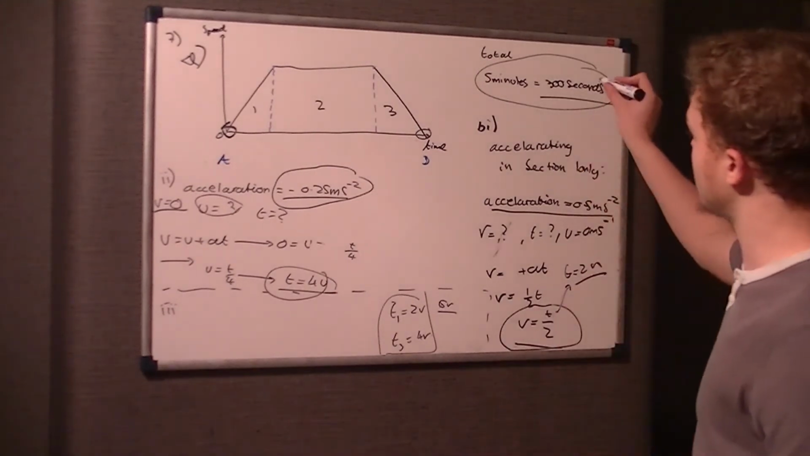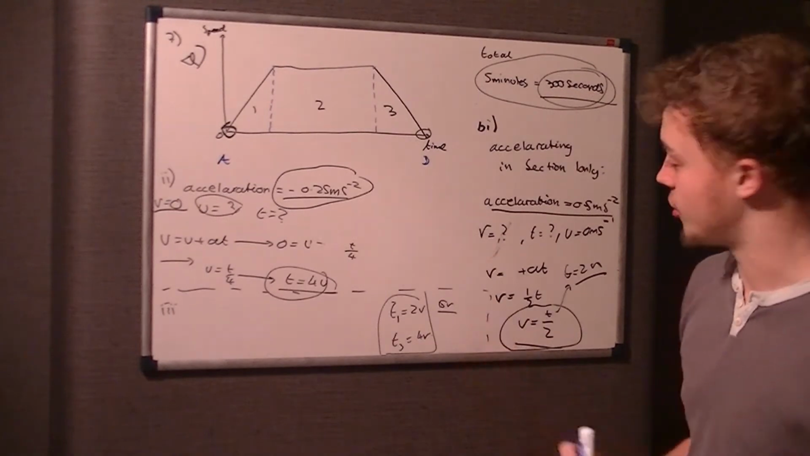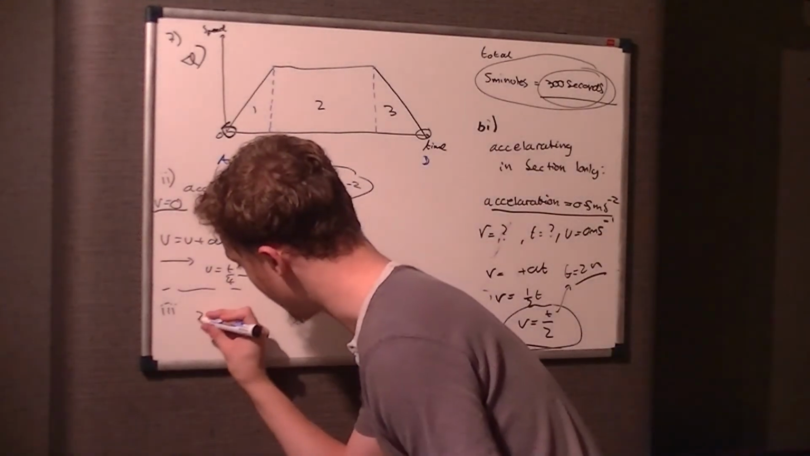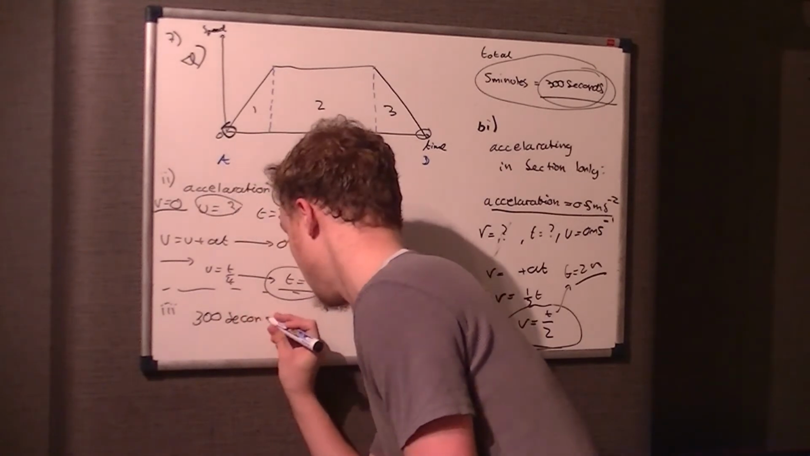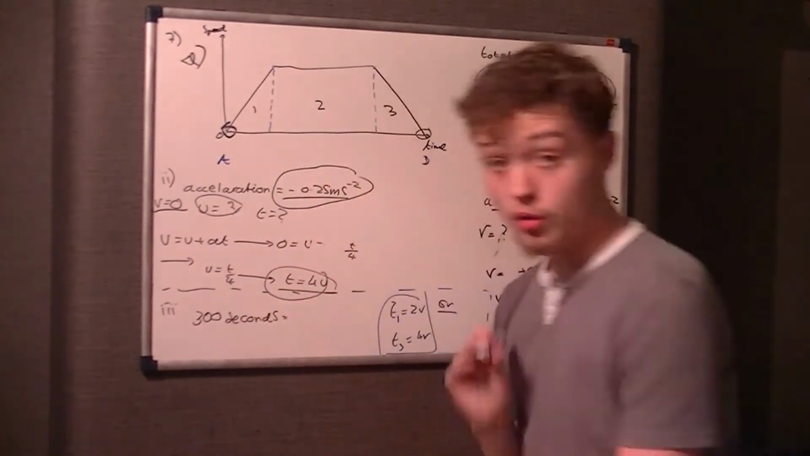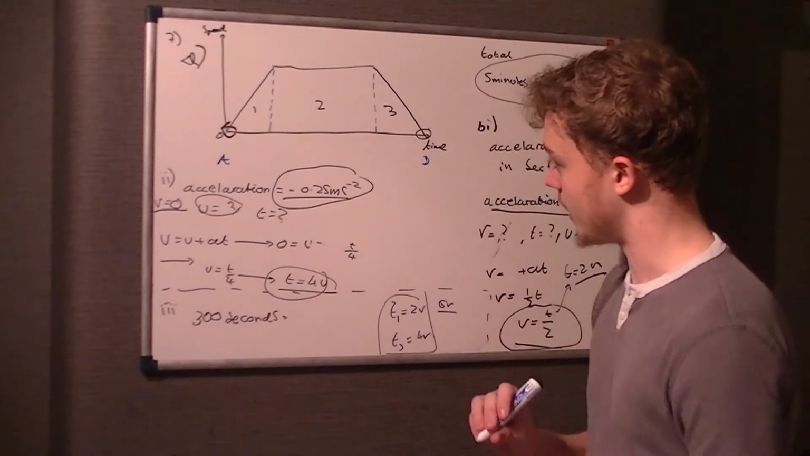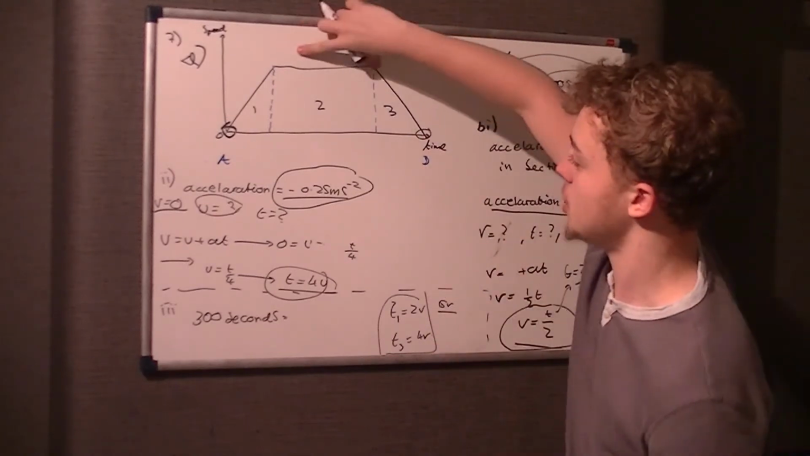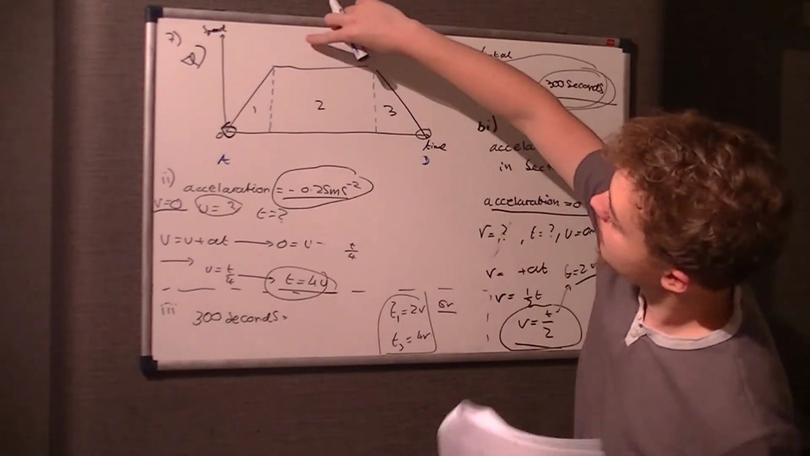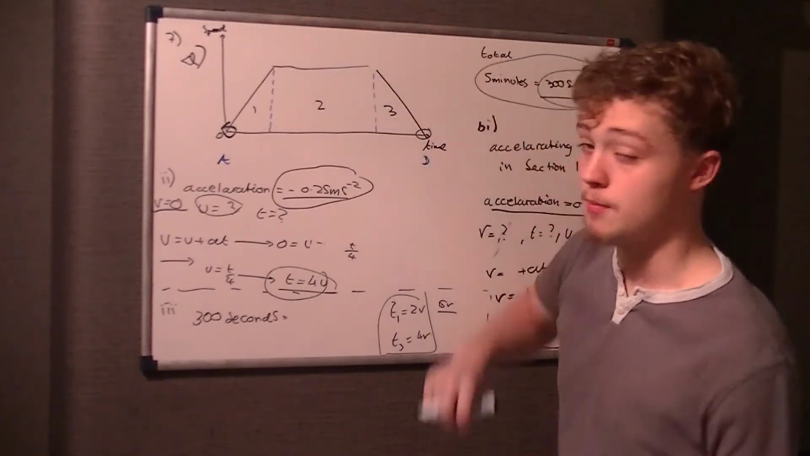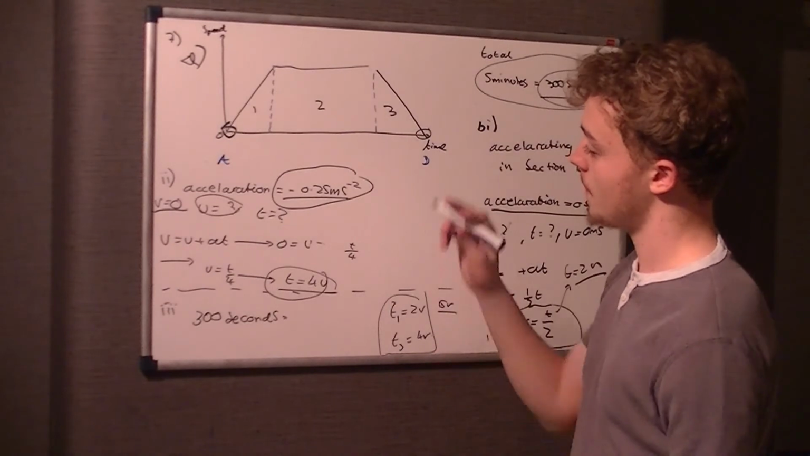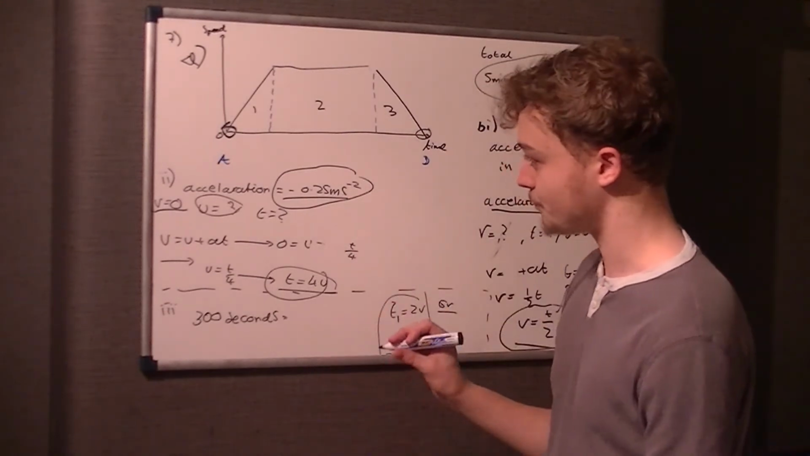Now we know the total time is 300 seconds. So let's come up with an equation. 300 seconds is the total time that we spent in the whole system, and we've already spent 6V. Now you can clearly see, even by my cruddy drawing, section 2 is a lot bigger than section 1 and section 3 put together. So therefore we have to put that first.